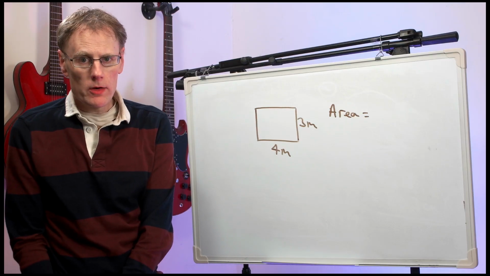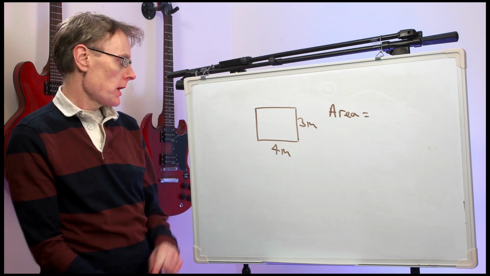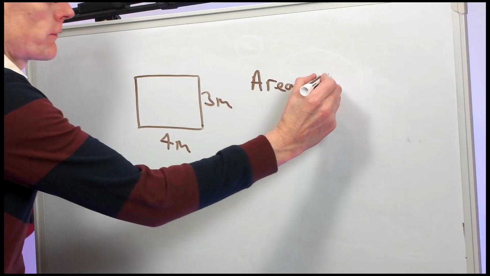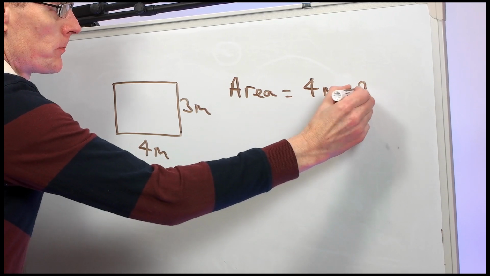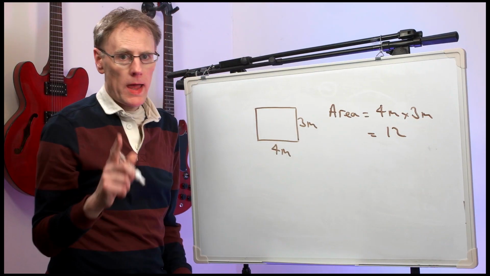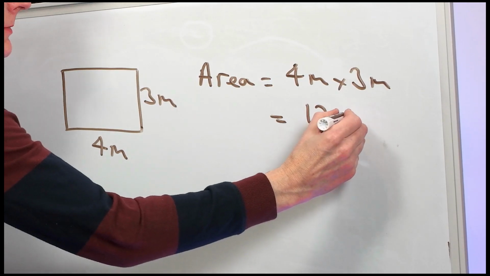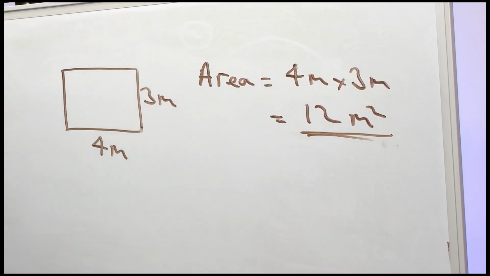If you're working out the area of a rectangle, you multiply the length by the width. So here, the area is 4m times 3m, which is 12. Well, m times m is m squared. Meters times meters make square meters.